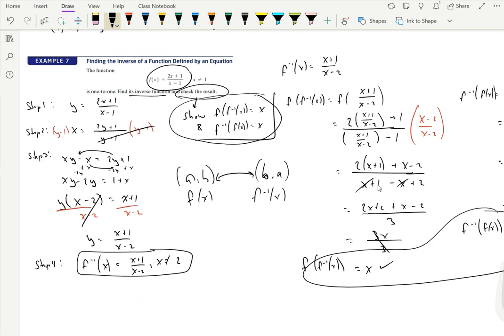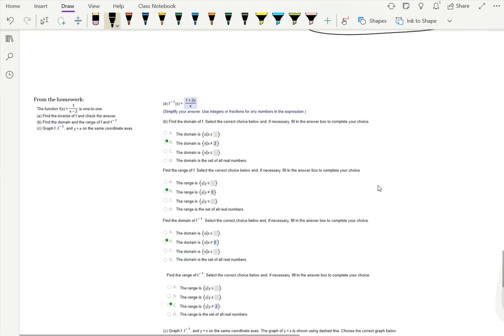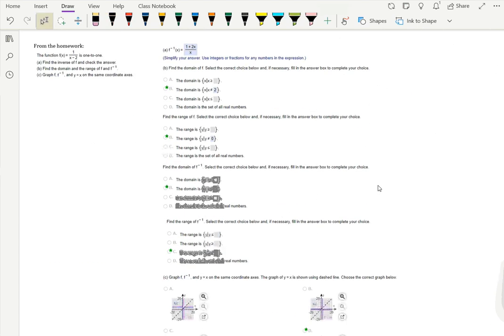Now, as just a little extra piece here, I do have a couple additional questions from the homework, and these are like what we will see for sure. So let's take this item here. It says from the homework, the function f of x is 1 over x minus 2 and is 1-to-1. So we're told it's 1-to-1. Let's find the inverse of f and check the answer. Then we'll find the domain and range of f and f inverse. And then we'll graph all of them on the same coordinate axes. Now, you notice over here, I do have all of the answers listed.